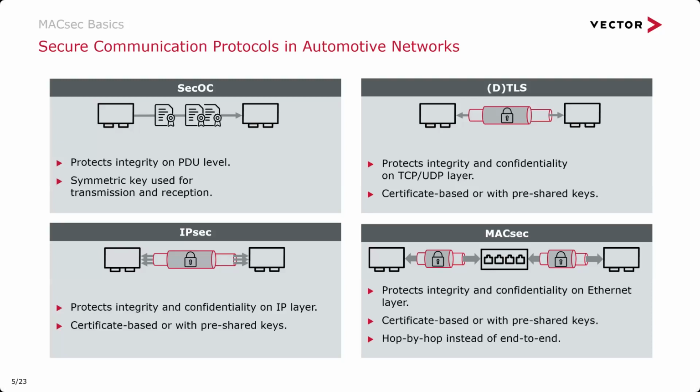Then another protocol that is also used is TLS or DTLS. With DTLS, we can protect the integrity and the confidentiality on the TCP or UDP layer. So we can protect the whole payload, for example, of a TCP channel. And TLS is quite often used for off-board communication. So for example, if an ECU communicates to a smart charging station, this is usually protected by TLS. But TLS can also be used for in-vehicle communication. And TLS can be operated either with certificates or with pre-shared keys.